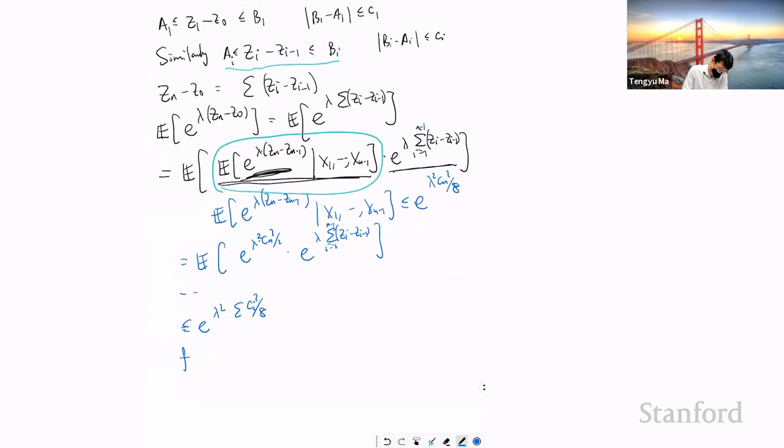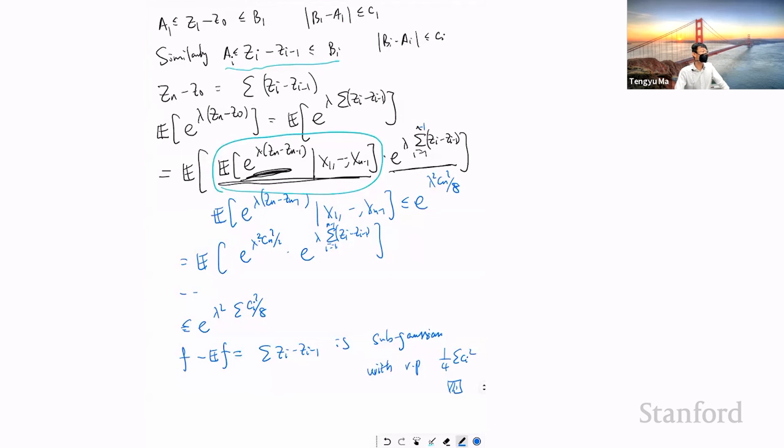So this means that f minus the expectation of f, which equals the sum of Zi minus Zi minus 1, is sub-Gaussian with variance proxy sigma squared. Okay, I guess that's the end of the proof. But this proof is optional. It's just that we have more time, so that's why I show the proof.